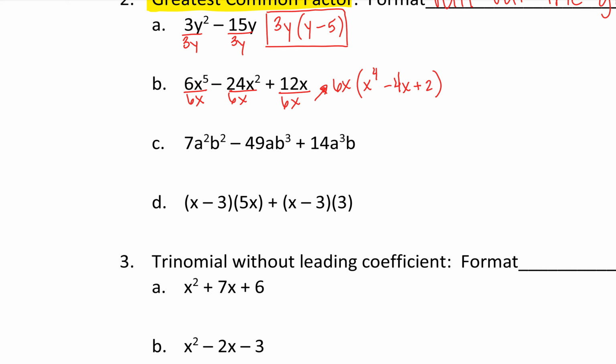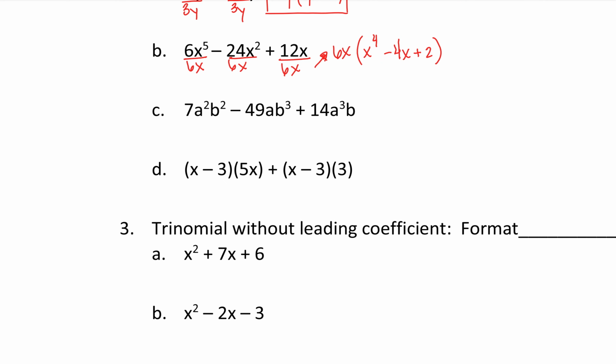For C, again, I'm looking at my numbers first. I'm going to go 7, 49, and 14. Well, they all have a 7 in common. So I know I'm going to divide them all by 7. Now again, I look at my a's. I have a squared, a cubed. I can only take out the smallest that they all have in common. So that's just going to be 1a. B squared, b cubed, b. Again, the smallest that I can take out is a b.